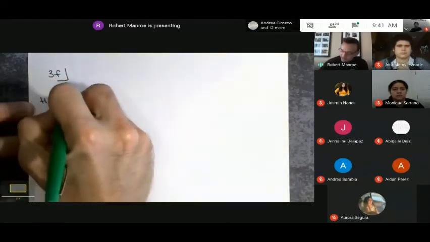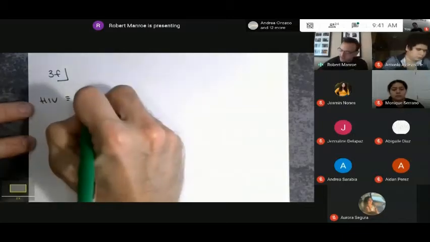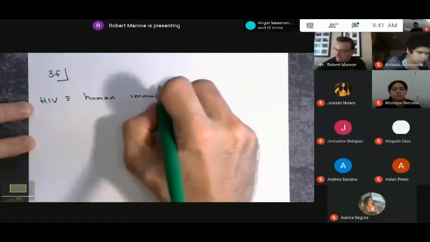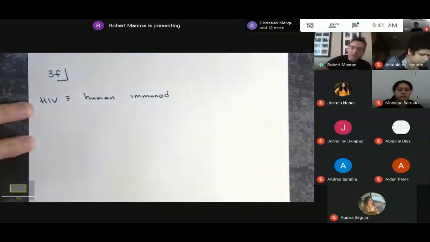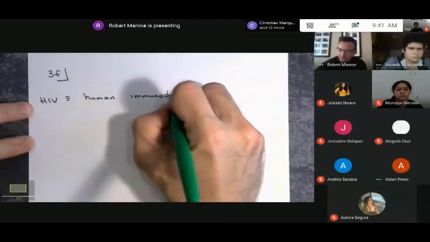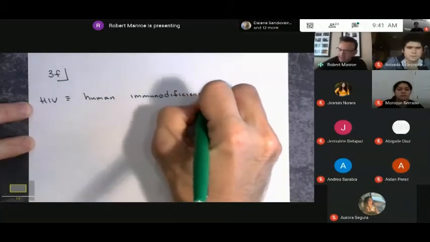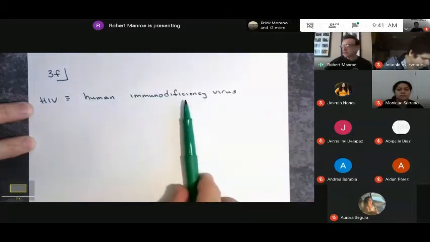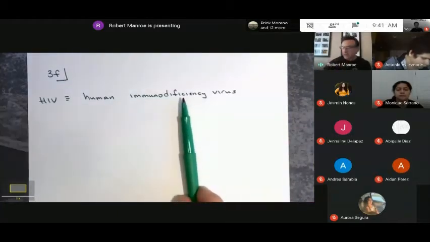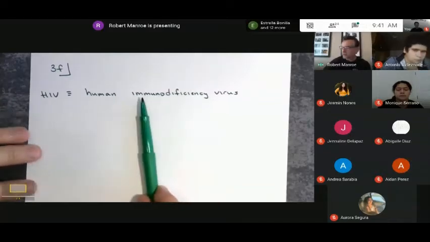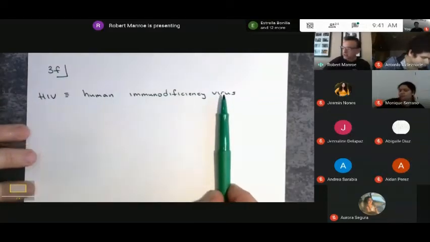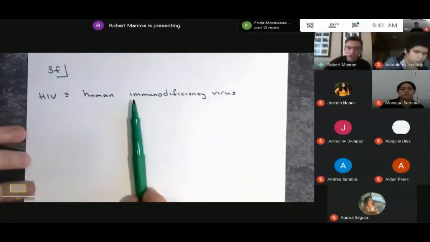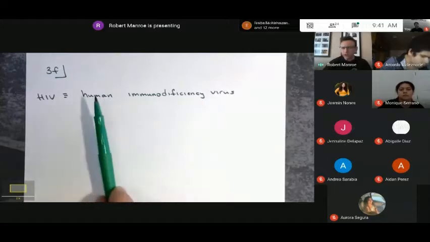So HIV. HIV is an acronym. It stands for Human Immunodeficiency. What is a deficiency? What does it mean to be deficient? Not being good enough. Yep, not having enough. So what they're referring to when they talk about a deficiency is you don't have enough strength in your immune system. So this is a virus that causes your immune system to become deficient. It's a virus that weakens your immune system, but it's called human.